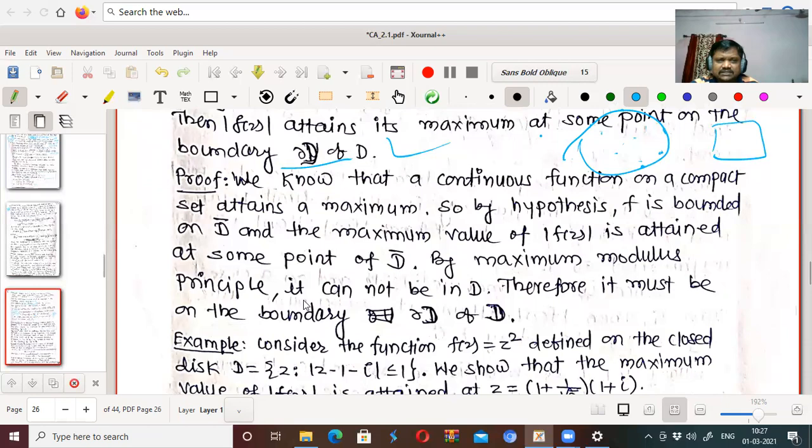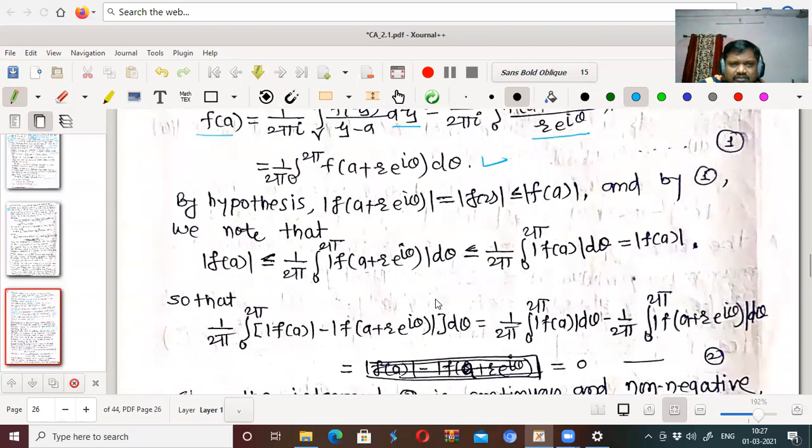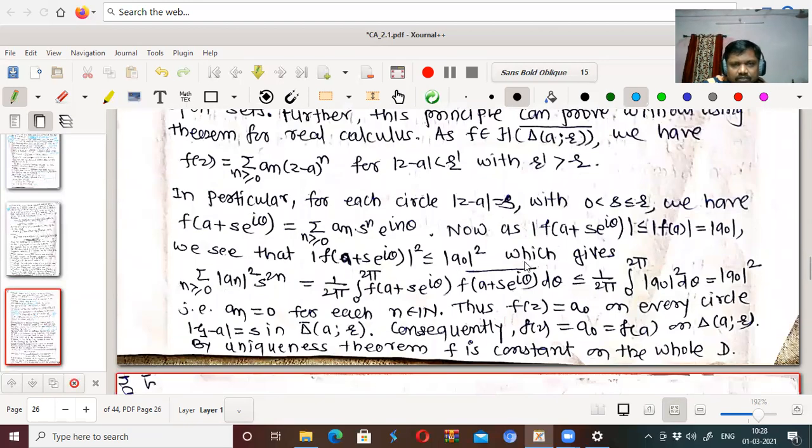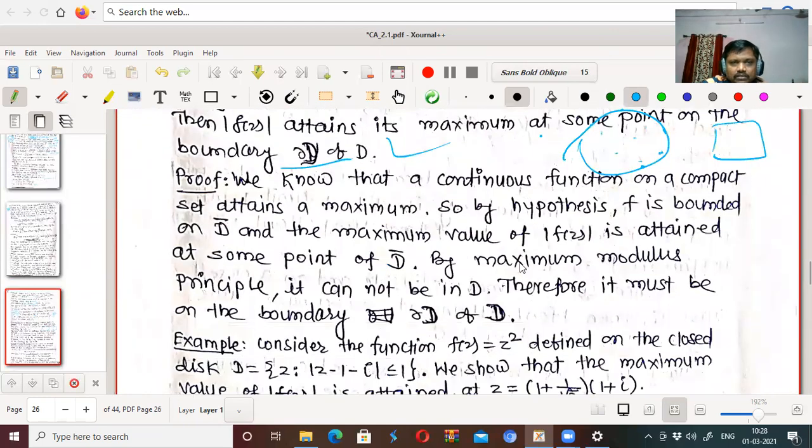Why are we saying that by the maximum modulus principle, it cannot be in D? What is the maximum modulus principle? Suppose f is analytic in a domain D and a is a point in D such that modulus of f of z is less than or equal to modulus of f of a, then f is constant. F should be constant. Means what? For every z, f of z is some fixed value, which is the same as f of a. So it should not be in the interior. It is everywhere, that is, on the boundary also, for all z belonging to D. So it cannot be in D, therefore it must be at the boundary of D.